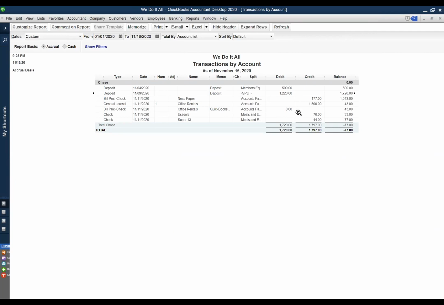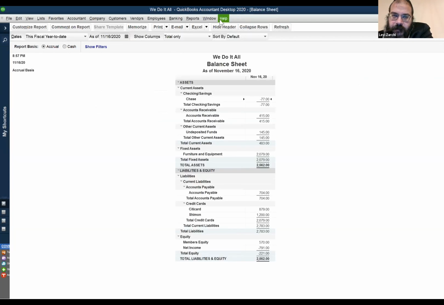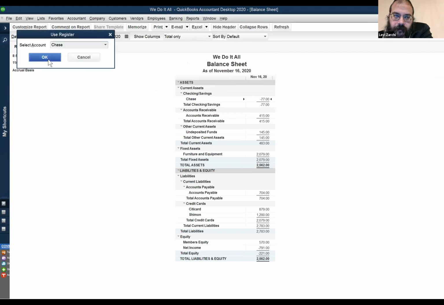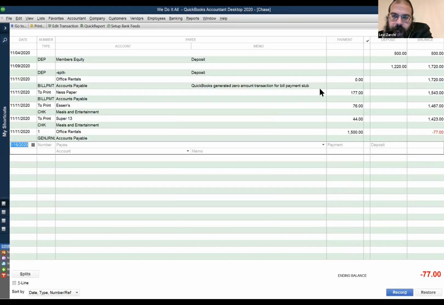No. Accounts receivable is not in the bank. Again, what do we have in the debits? The debit side, I have 500 members deposit, and then another deposit from 400. No, the deposit is supposed to be 1220, because we deposited 3 amounts, if you recall. So let's do this. Go to banking, use register. I could have done it the other way also, but we see what's the deposit of 1220.